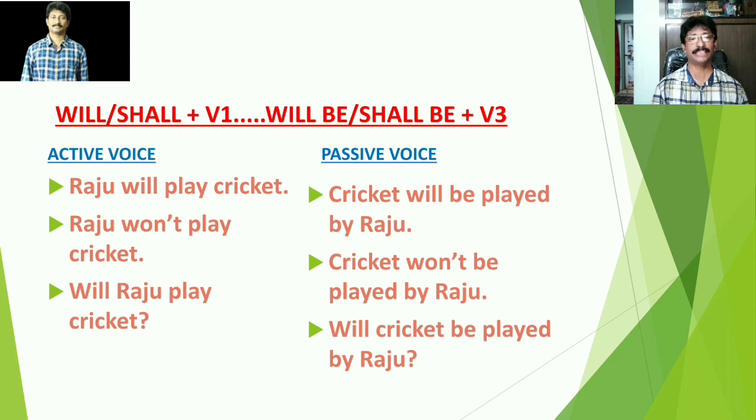Subject becomes an object here as usually. Then won't remains unchanged. And then be has to be included. And which further is followed by third form of the verb played. And which further is followed by the fixed preposition by and lastly object Raju. Cricket won't be played by Raju.